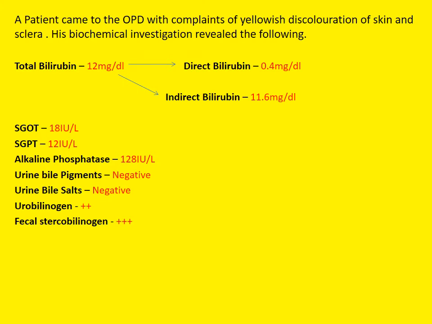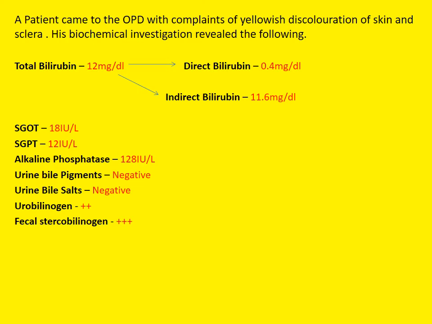Our next slide is: patient came to OPD, complaints of yellowish discoloration of skin and sclera, and biochemical investigation revealed the following. That is, total bilirubin 12 mg per dl, direct bilirubin 0.4 mg per dl, indirect bilirubin 11.6 mg per dl. SGOT 18 unit per liter, SGPT 12 unit per liter, alkaline phosphatase 128 unit per liter. It is within normal limit. SGOT, SGPT is also within normal limits.